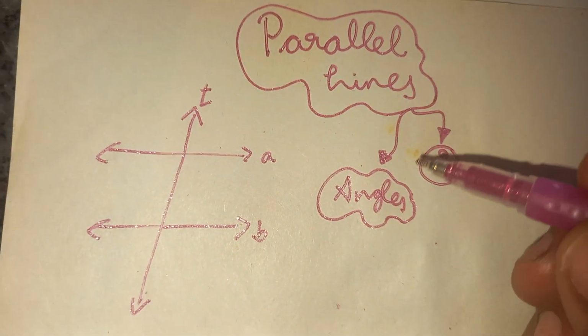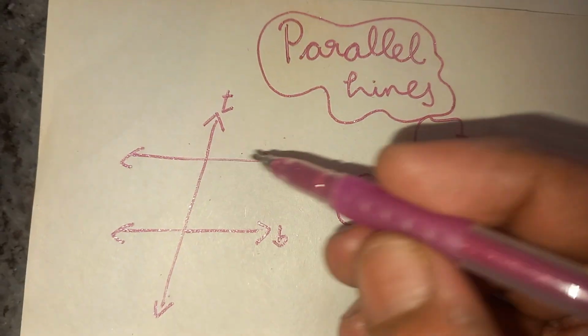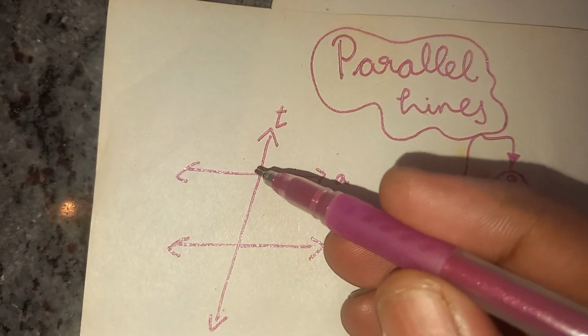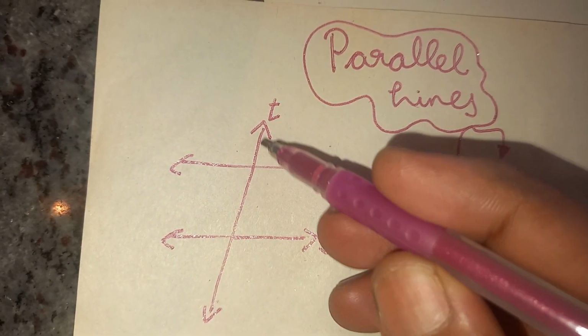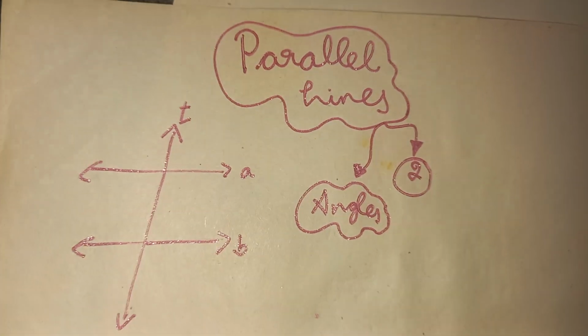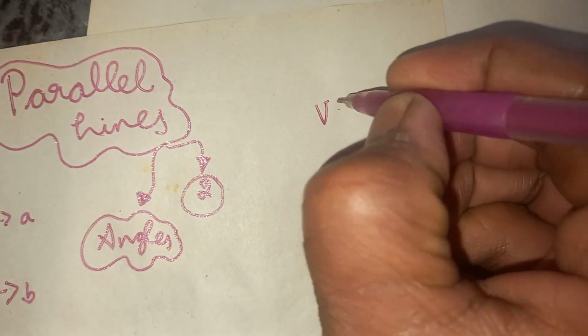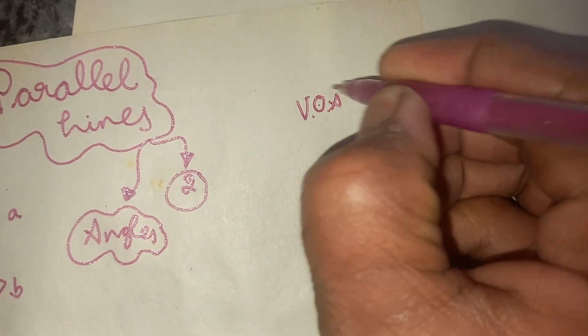Dude, now I'm going to tell part 2 of the parallel lines. When parallel lines are intersected by a transversal, I told you it forms 8 angles. Now I will tell the different angles it forms. The first type of angles is vertically opposite angles.